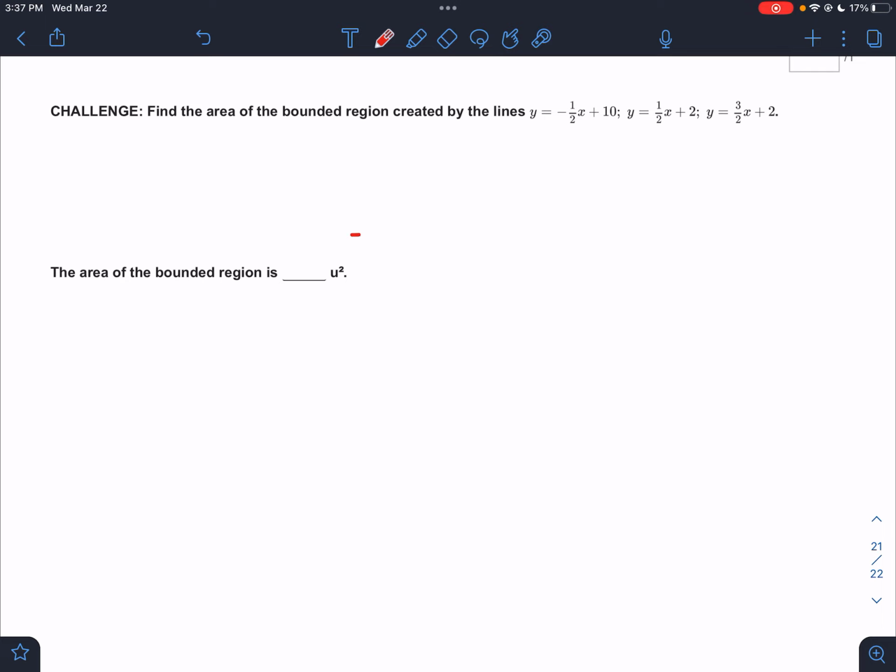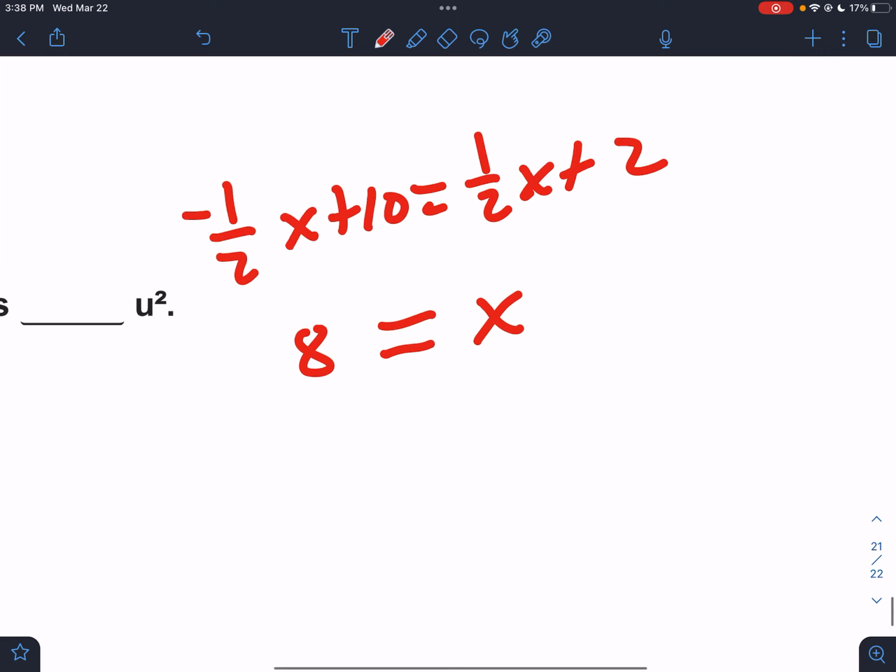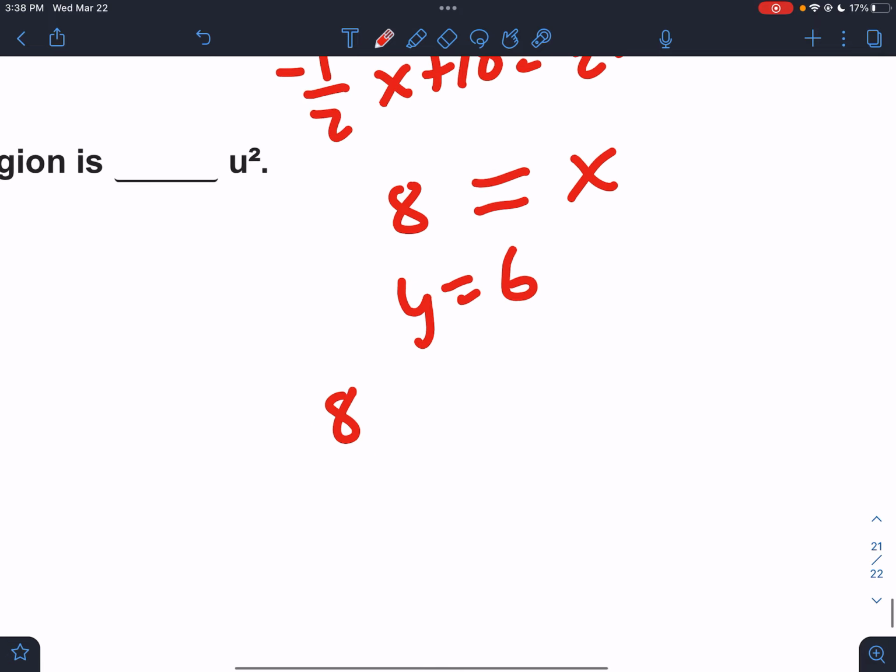I'm going to make each equation, I'm going to set them equal to each other. Negative 1/2 x plus 10 equals 1/2 x plus 2. Get those on the same side. You could just multiply everything by 2, but because it's 1/2 plus 1/2, I know that's 1. Move the 2 over, so I know that x equals 8. Doesn't matter how you get there, but you need to know that x equals 8. Plug in 8 to either equation. Half of 8 is 4 plus 2 is 6. So y is 6. This is the coordinate 8, 6.